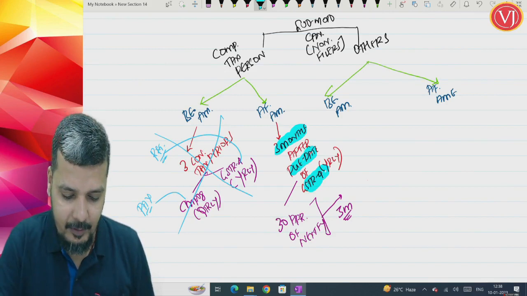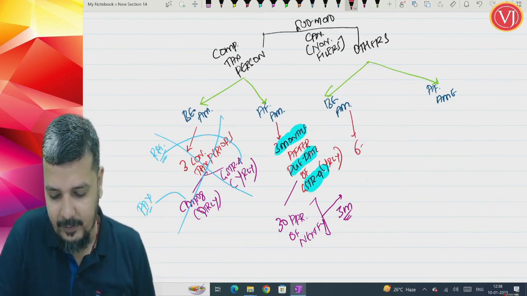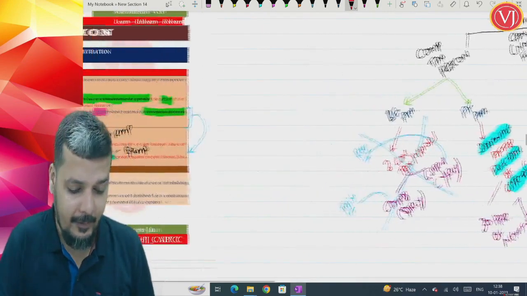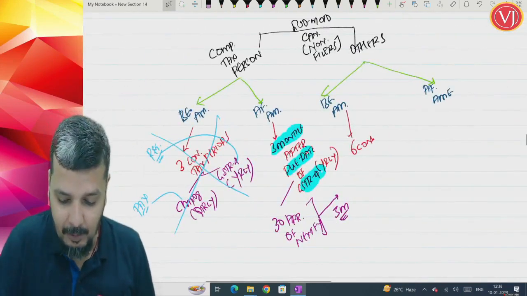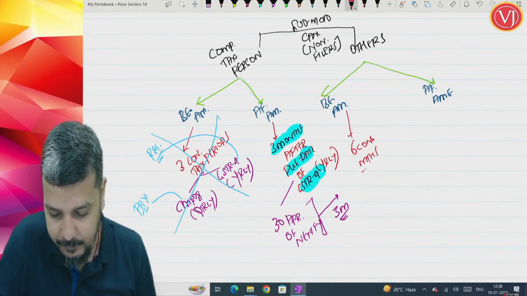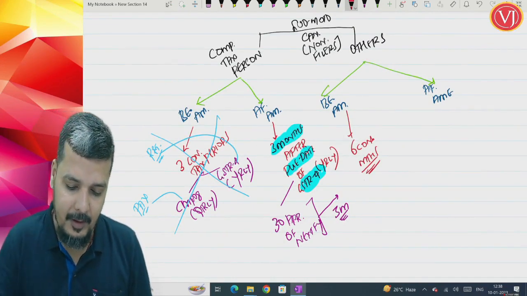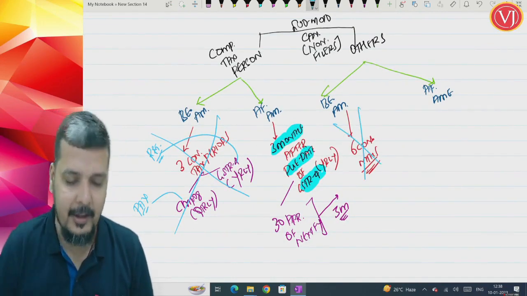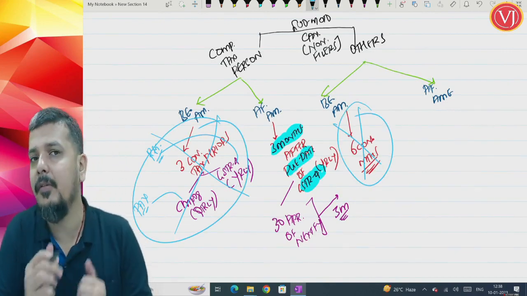other than composition taxable person, previously they were focusing on six continuous months. You're talking about 6 months. Now the problem was, it was for all 6 continuous months, it was for everyone. Not everyone was filing monthly return. If you see the amendment, they are trying to correct it.